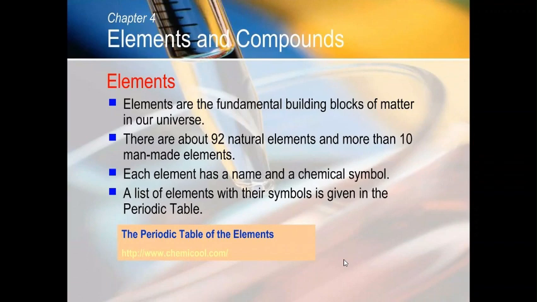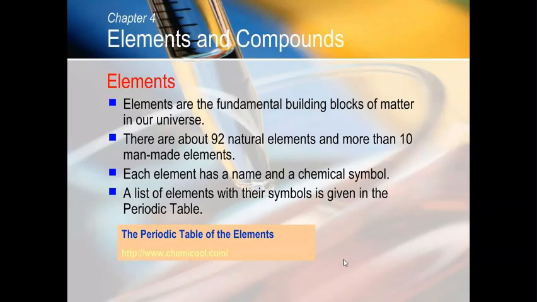Moving on, let's look at elements in continuation of that. Elements are the fundamental building blocks of matter in our universe. Without elements, we wouldn't have the basic things to support or create life. There are about 92 natural elements and more than 10 man-made elements. These man-made elements were created probably in a lab. Each element has a name and a chemical symbol, and that's where we have the periodic table. So it not only has a name, but a chemical symbol that represents that element.